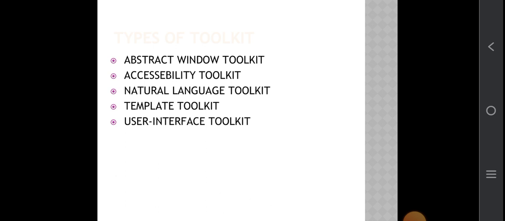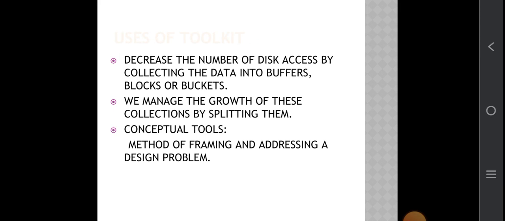There are five types of toolkits: abstract window toolkit, accessibility toolkit, natural language toolkit, template toolkit, and user interface toolkit. A user interface toolkit is very helpful to the user, as they can modify it according to their use. We will not go deep into this because there will be lag in the explanation, so I will go through it as planned.